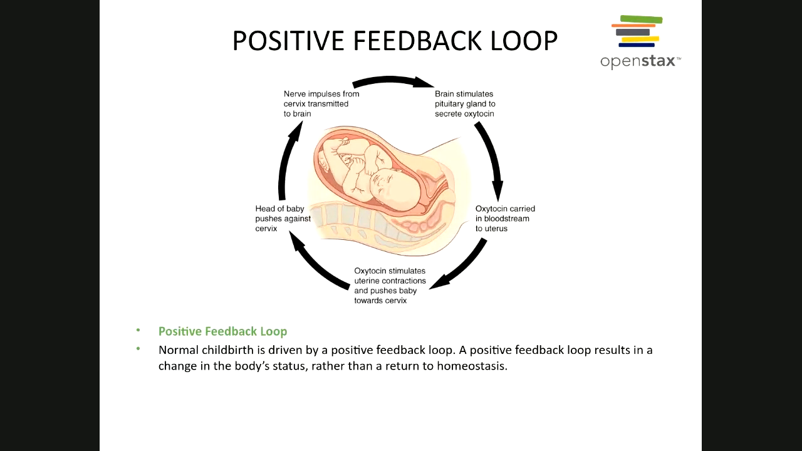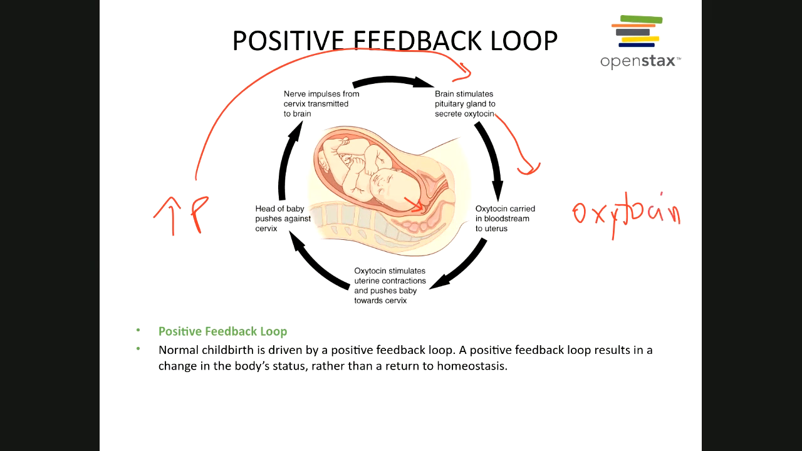Labor and delivery is another example of positive feedback. In this case, the goal is the birth of the baby. And what's happening when labor approaches is that the baby is now in position to be born and is pushing against the birth canal or cervix. That pushing creates pressure against the birth canal. So now there is pressure in the area. That pressure is communicated to the brain, which will begin to secrete a hormone called oxytocin.